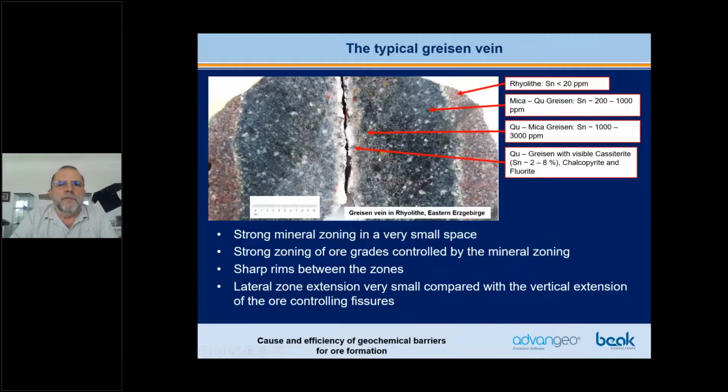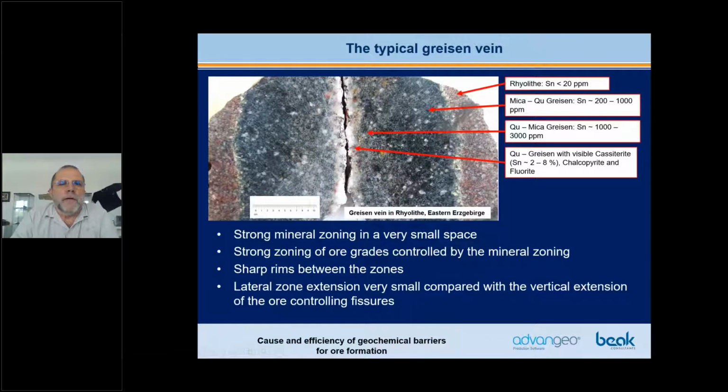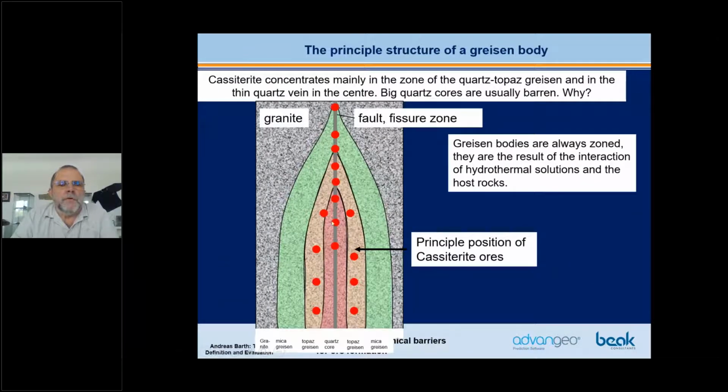Now, if we formalize it somehow, we have here an acid rock, a granite of granitic composition. We have here a quartz core, which, if it becomes bigger, is barren. There is no ore in it. Only if the zone is this narrow may we have bigger crystals of cassiterite or other ores in it. Then we have a quartz greisen, a topaz greisen, a mica greisen, and the granite. In some cases, we have a surrounding hematite zone as well.